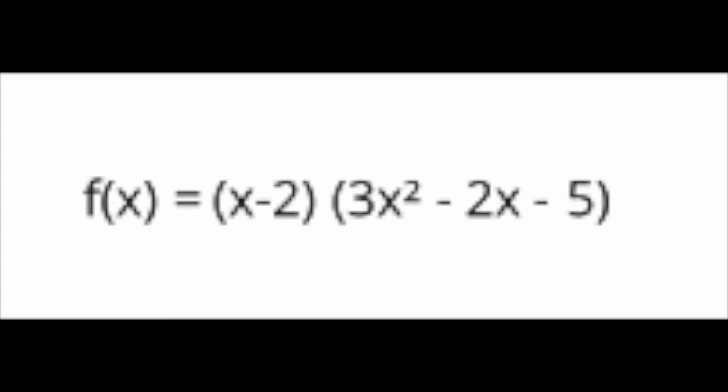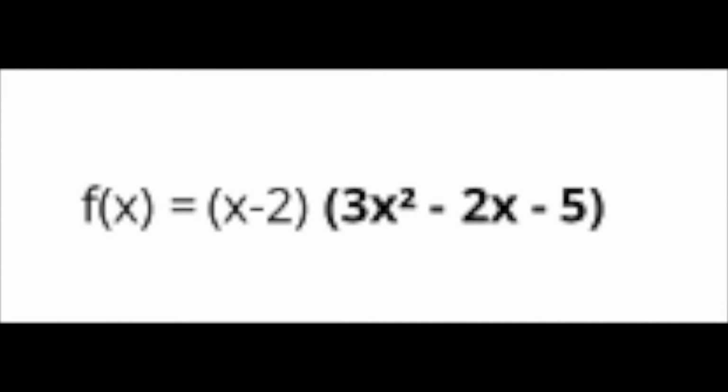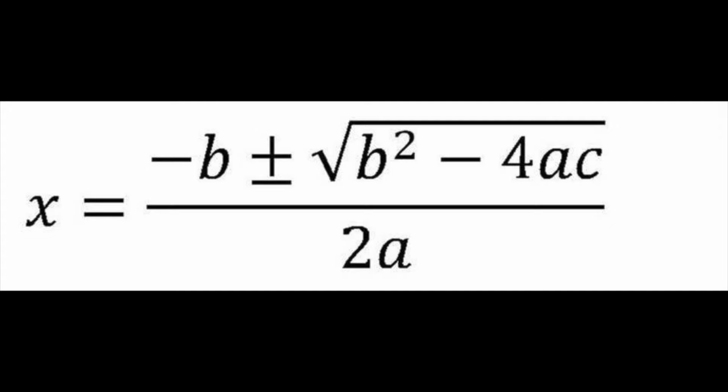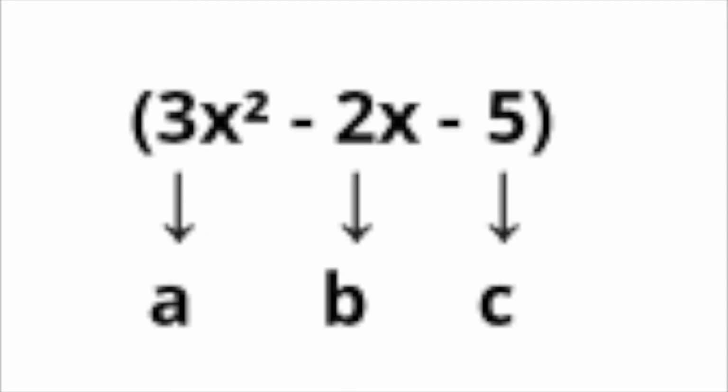Now I know that x minus 2 is a factor, and 3x squared minus 2x minus 5 is also a factor. Now this equation can be further simplified. I will do that by substituting it into the quadratic formula. The quadratic formula is negative b plus or minus the square root of b squared minus 4ac, all over 2a.